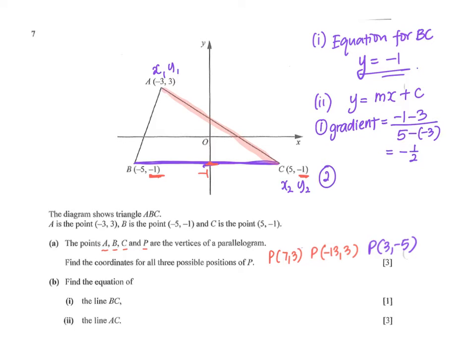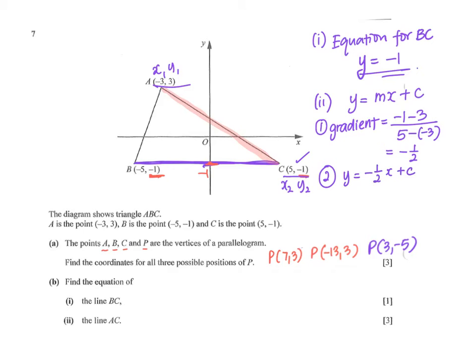Which point will you like to choose? You can have the point A, -3, 3, or you can have the point C, 5, negative 1. In this case, I just randomly choose a number. I'll choose the point 5, negative 1. We know that y equals to mx plus c. The gradient is the m. And we're going to sub the value.